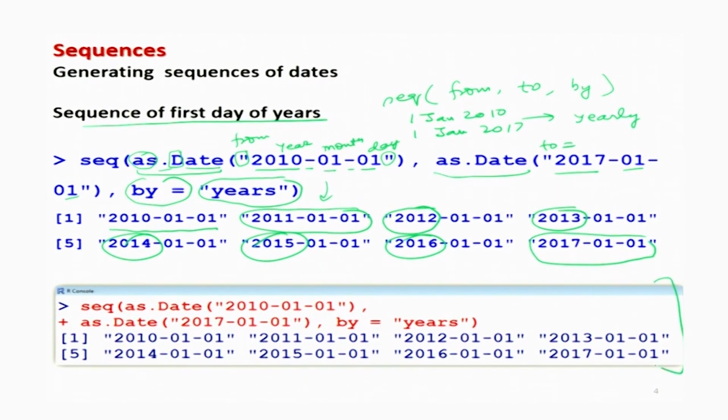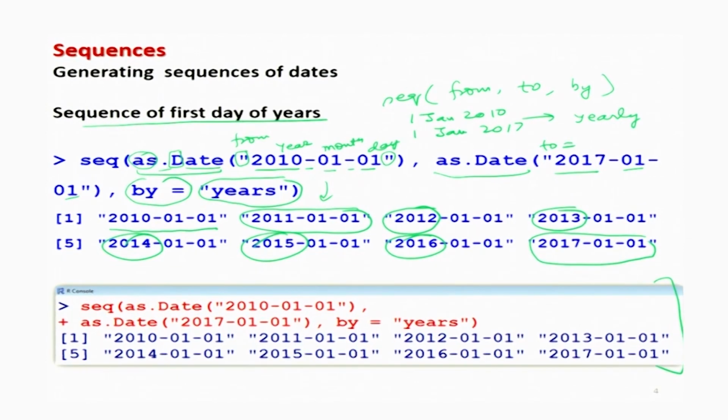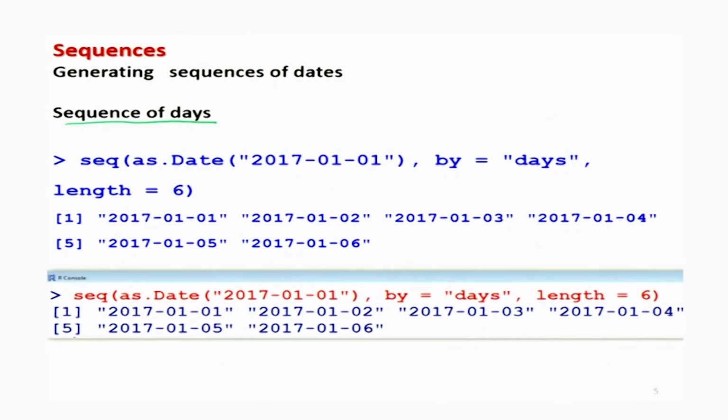And this is here the screenshot. So you can see here, this is not a very difficult thing to understand. Let me try to give you some more examples, and then I will show you on the R console. Similarly, if you want to generate this sequence of days, well, if you want to take the same example here and change this years to days, months, etc., you can do it without any problem.